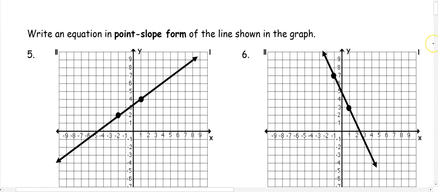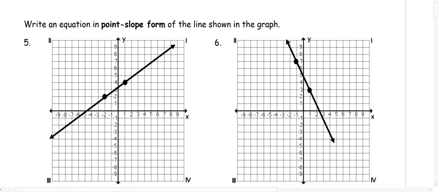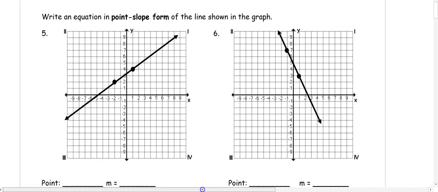So number 5, write the equation in point slope form for the line. So in number 5, the first thing I need to do is find the slope and pick one of my points. So I'm going to pick the point that's on the left. Remember, it doesn't matter which point you pick, but I usually just pick the one on the left. So my point is negative 2, 2.